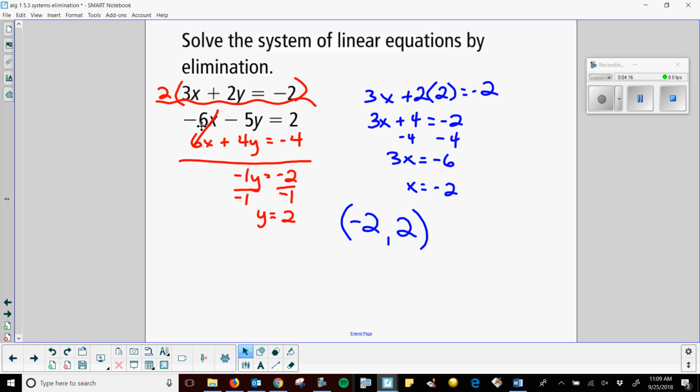On this one, again, I had 3x and negative 6x. So I figured if I can just make that into a positive 6, then when I combine them, they'll disappear. Well, how do I make 3x into positive 6x? I'm not going to add. I really don't want to divide. Multiply by 2. And that gets me 6x here. And that 2 just goes to everything. Becomes 4y and negative 4. Combine. Here's my elimination. Get a variable, plug back in, get the other variable. Okay.